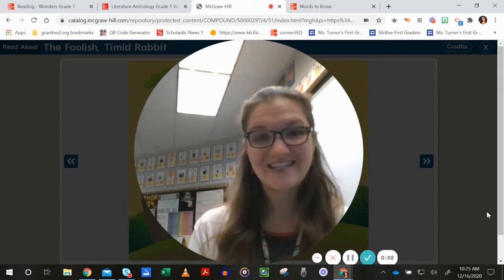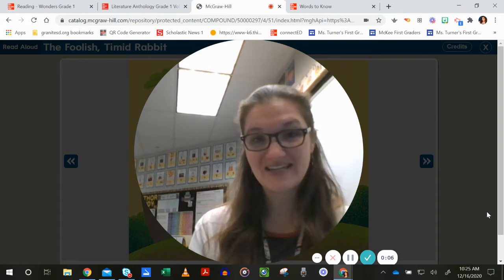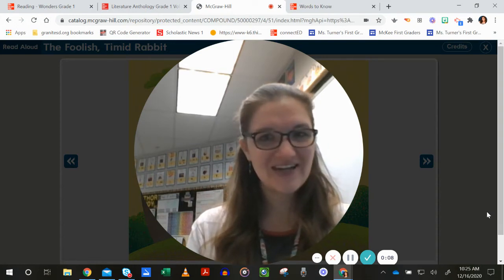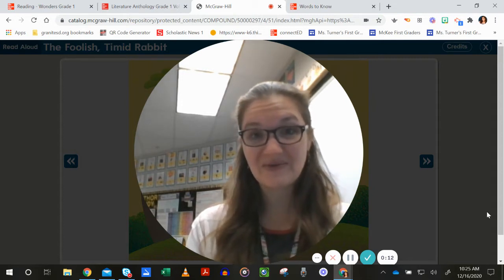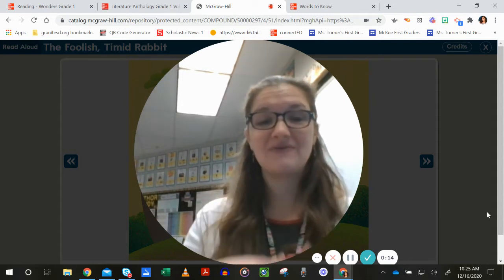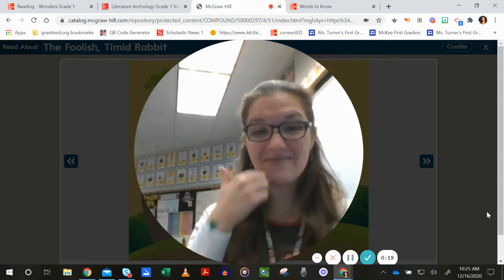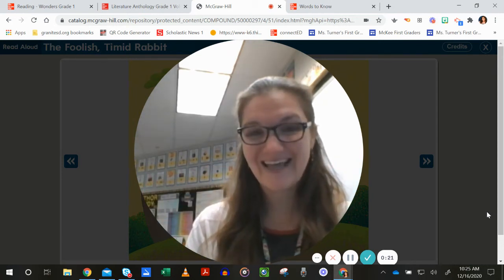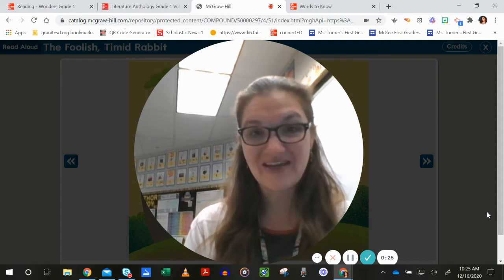Okay, first graders, the story we're going to read today is The Foolish, Timid Rabbit. And did you hear, even in the title of the story, we used two of those vocabulary words. The foolish, timid rabbit. Okay. And as we're reading the story, let's see if we can hear the other words as well.